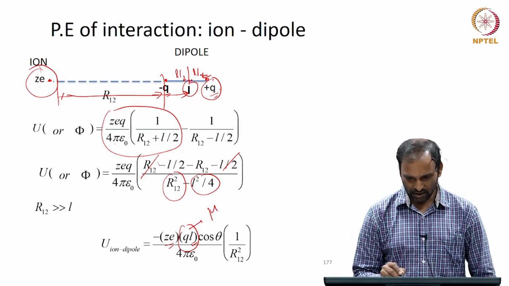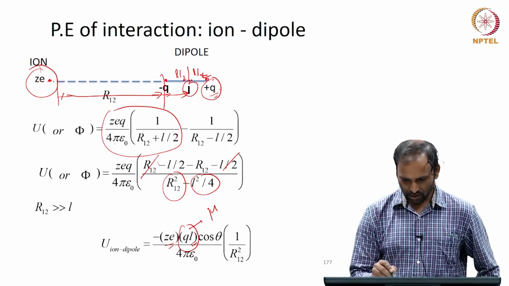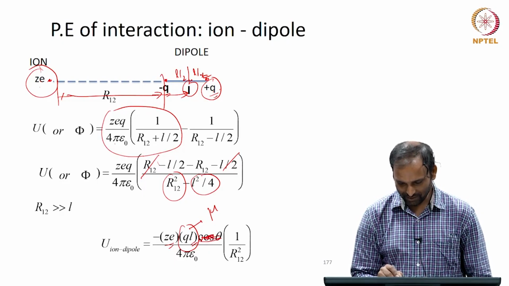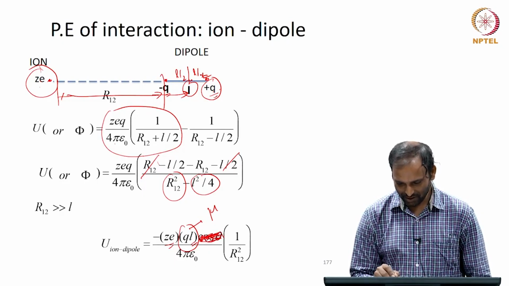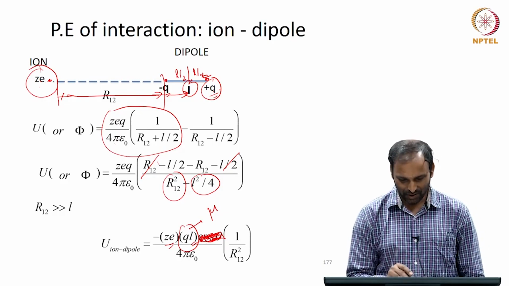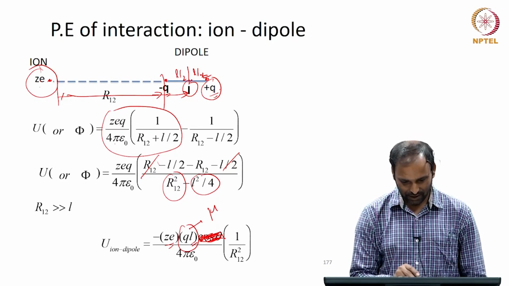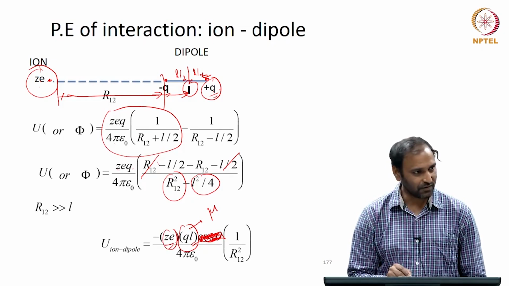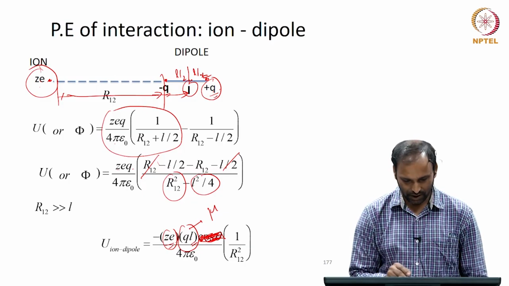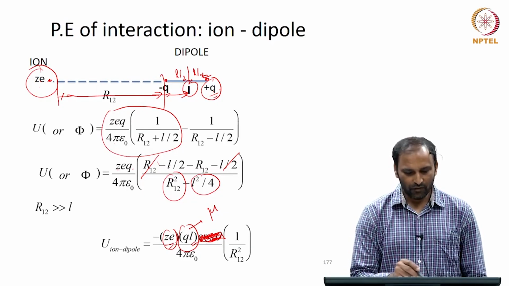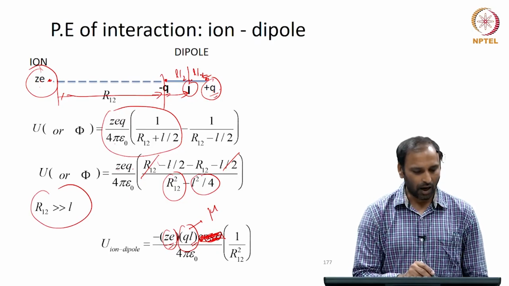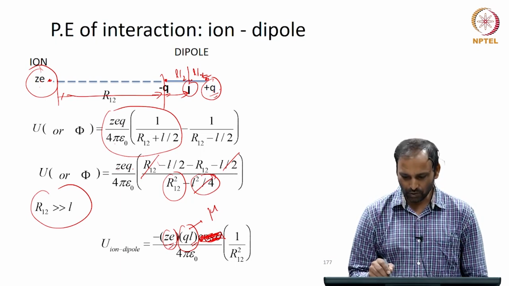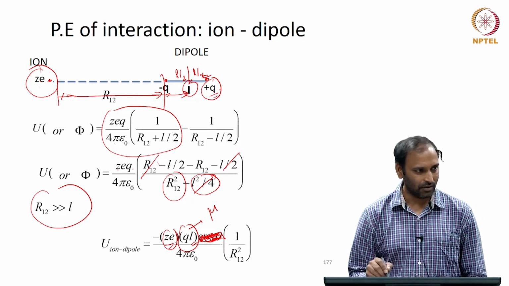Now, this is for a case where, let us for a moment consider this is not there. So, I have Z e here, that is this term, q times L, and the negative sign that comes because there was a minus L here, and 4 pi epsilon naught. Now, if you consider a case where this R12 is much larger than L, I can kick this out, therefore it becomes 1 over distance square.